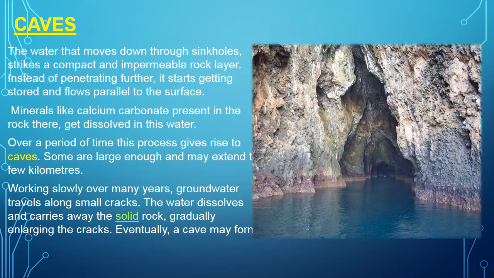Next is the cave. The water that moves down through a sinkhole strikes a compact and impermeable rock layer, and instead of penetrating further, it gets stored and flows parallel to the surface. Many times, when water enters the earth's crust from the sinkhole, instead of penetrating down below the surface, it starts percolating in a horizontal or parallel manner. Because of this, the water doesn't go down, it gets stored in some particular place.